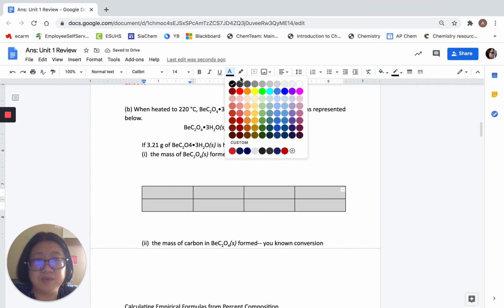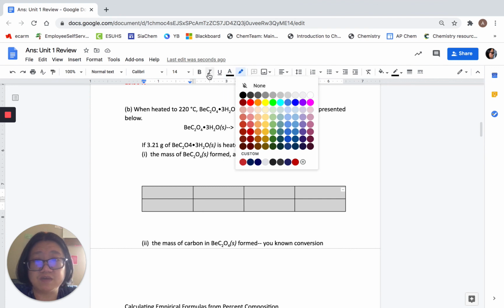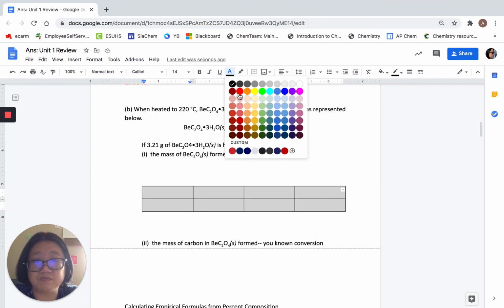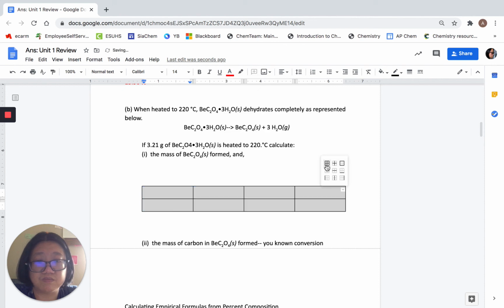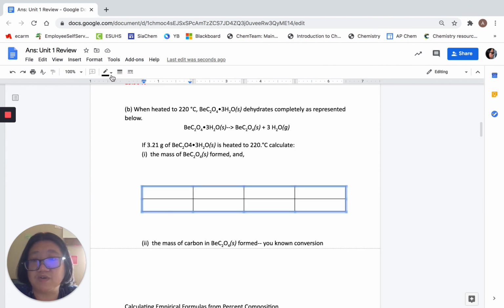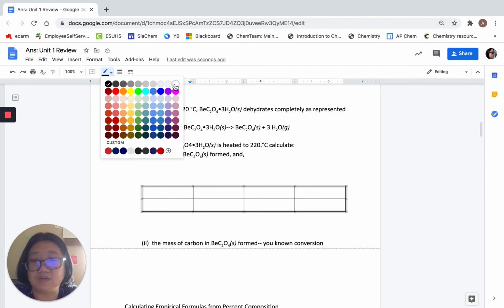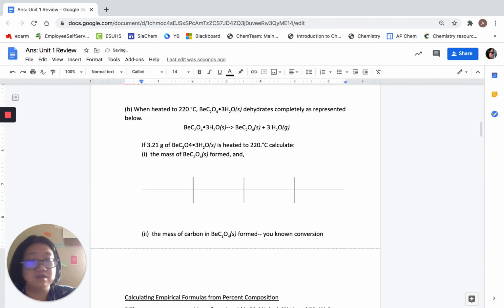A little bit easier for us to see. Okay, I'm just trying to format it. Now again, formatting doesn't really matter. You don't have to format it this way. I'm just a little bit more crazy about formatting. So anyway, let's go ahead and get started. We're going to get started with this chemical right here.